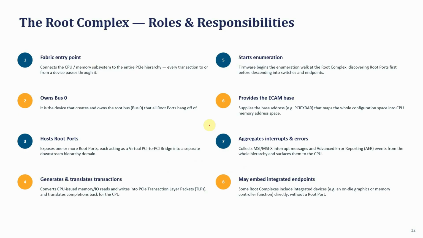Now, before discussing what that logical thing is, where the bridge is physically removed but logically and virtually connected, let us first see the root complex roles and responsibilities. We have already seen this in our previous session. It is the fabric entry point, it owns bus number 0, it hosts the root ports, and it generates and translates the transactions and starts enumeration. Enumeration we are going to see in our upcoming slides, and ECAM-based access we are going to discuss in upcoming sessions. These are all the responsibilities of my root complex.